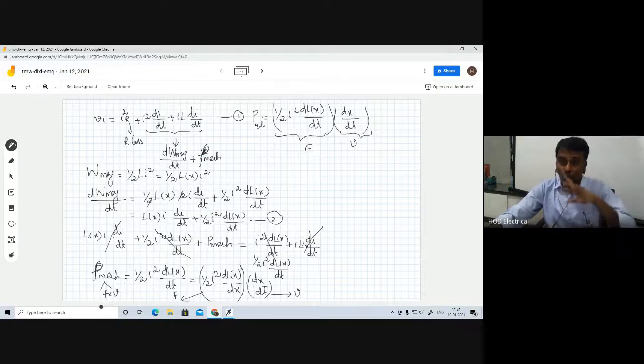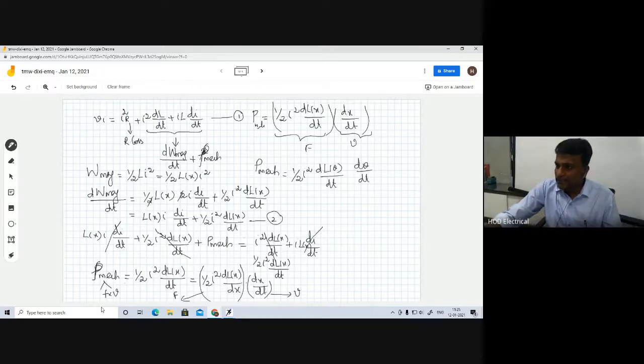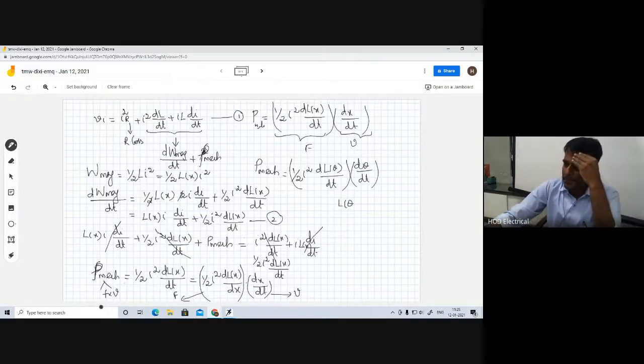Similarly, for rotational motion, we can take it differently. Mechanical power can be written as, this is a similar one, half I square dL(theta) divided by d theta into d theta divided by dt. This is for rotational motion. One can derive it; we already know the inductance formula, L(theta) into I. Now the flux linkage is nothing but L(theta) into I.